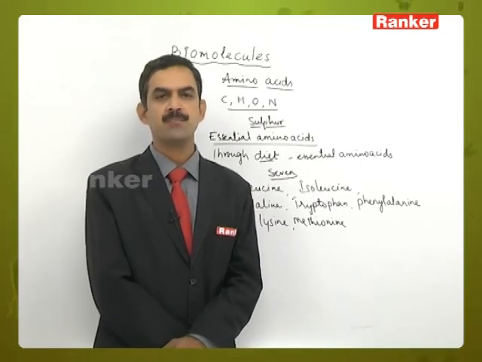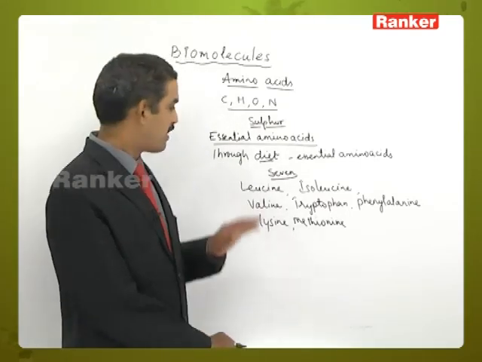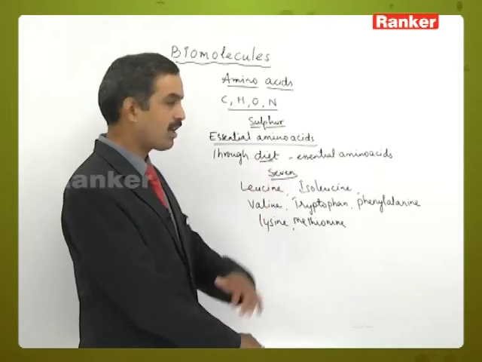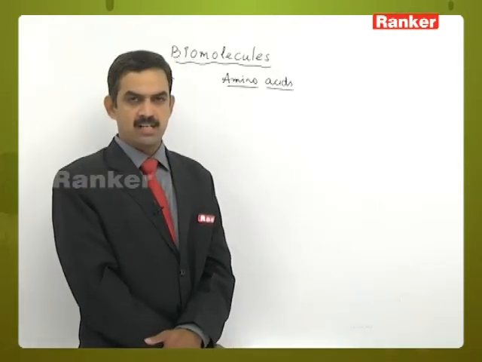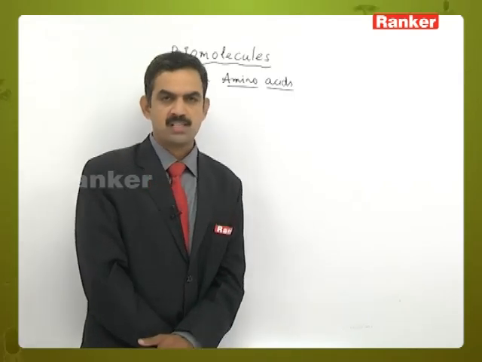Those are called semi-essential amino acids. But apart from these 7, the remaining are all considered non-essential amino acids. And what is the purpose and what is the function of these amino acids?